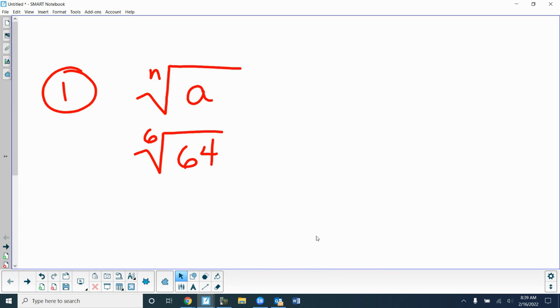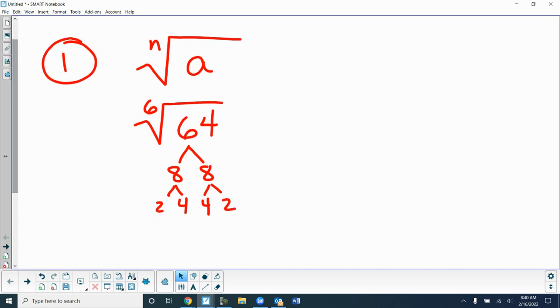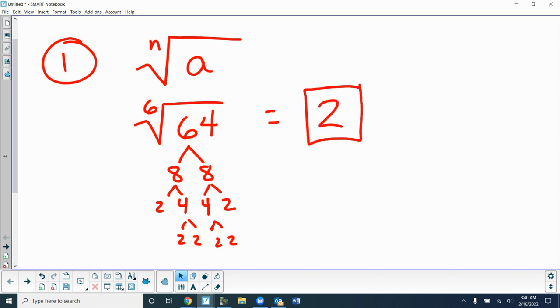All right, so I'll just show you the work, but you can just put it in the calculator and you'll see what the answer is. But showing the work, I would go 8 times 8 and 2 times 4 and 4 times 2. So how many 2's do you see? 6, and my index is 6. So since I'm looking for a group of 6, my answer is 2. Okay?